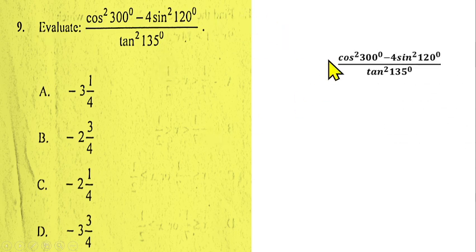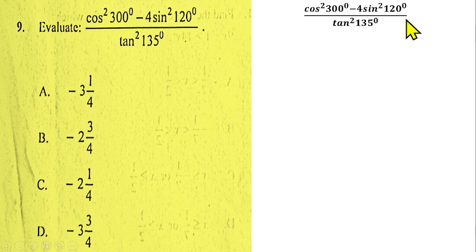Question number 9 is from trigonometric ratio. We have to evaluate cos squared 300 degrees minus 4 sine squared 120 degrees tan squared 135 degrees. Of course, this might look gigantic, but you can use your calculator to simplify this without wasting much of your time. Since this is an objective question, it will give you an answer. But if you want to understand how we do this, we are given this to simplify.